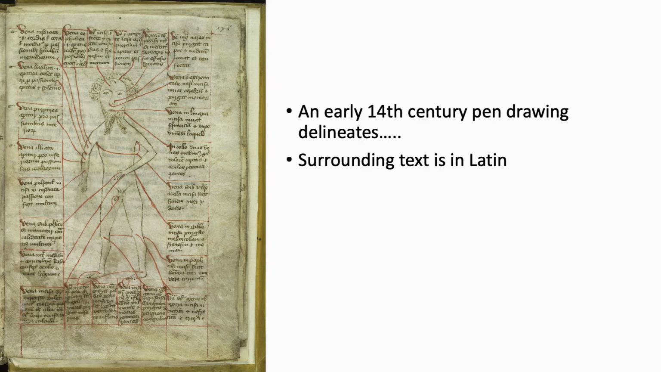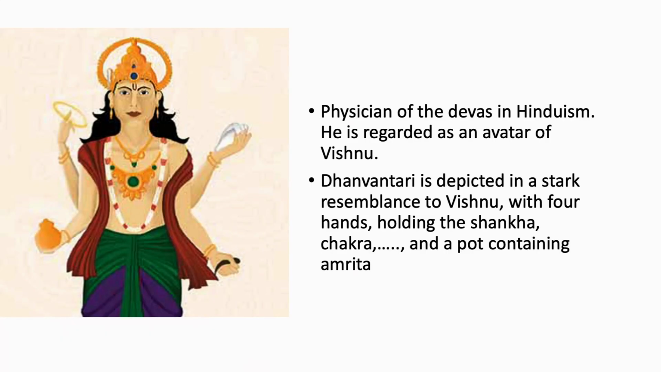Okay, third question to team three. This is Lord Dhanvantri, physician of the Devas in Hinduism. He is regarded as an avatar of Vishnu. He has four arms, 1, 2, 3, 4. Can you please tell me what he is holding in the fourth arm and what is it or why is it? He is considered god of medicine.